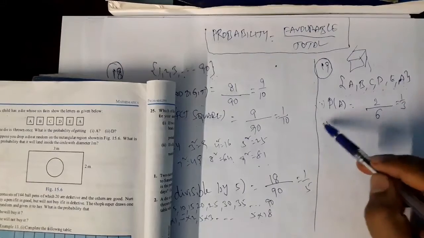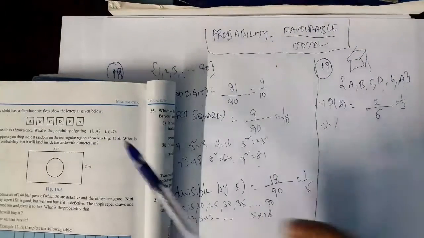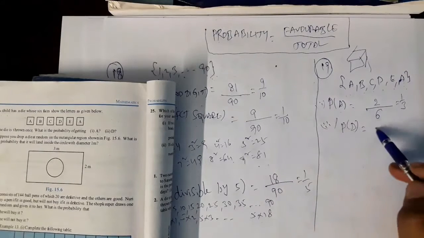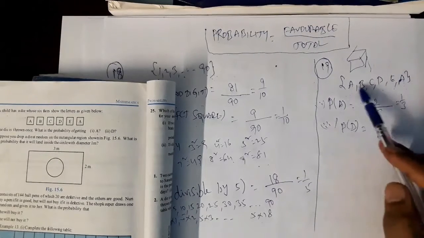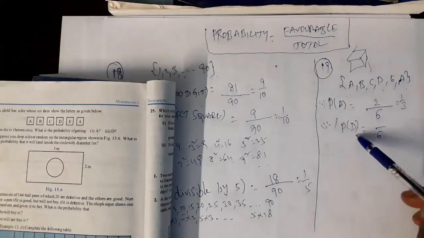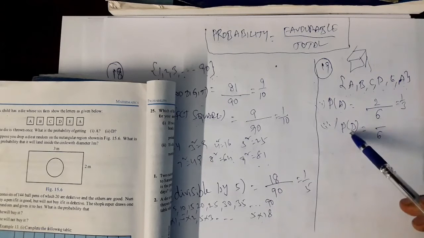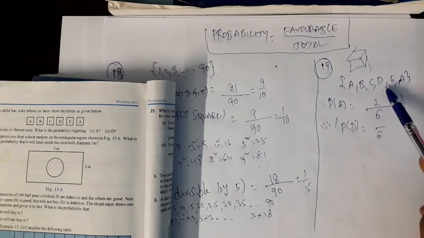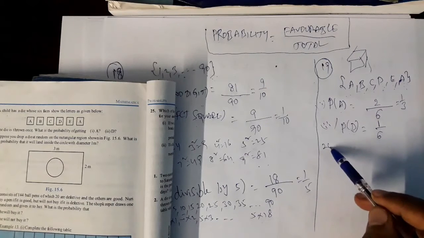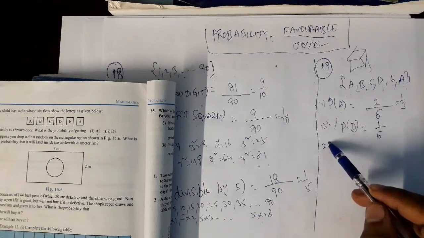Second part, probability of getting that face to be D. Of course, the denominator is total 6. Coming to the numerator, how many are satisfying this condition, that face to be D? How many D's are there? Only 1 D, right? So 1 outcome is favorable. So 1 by 6 is the answer. That's all for this question. Next question.